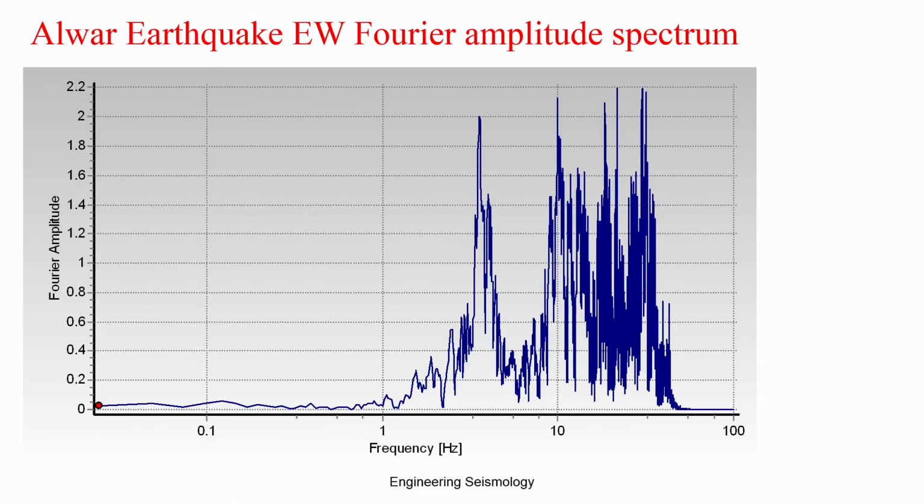Okay. So, with this we will close today's class. Next class we will be discussing the corner cutoff frequency and the Fourier amplitude spectrum, how it varies for the different components of the data, and how this will be useful for other applications in engineering seismology.